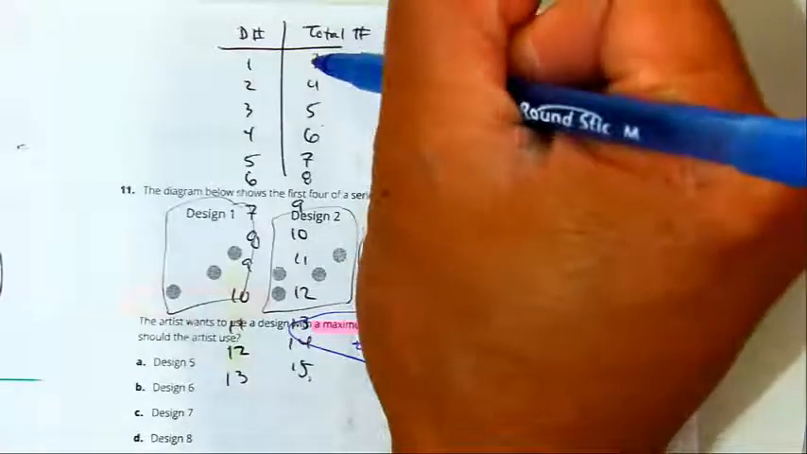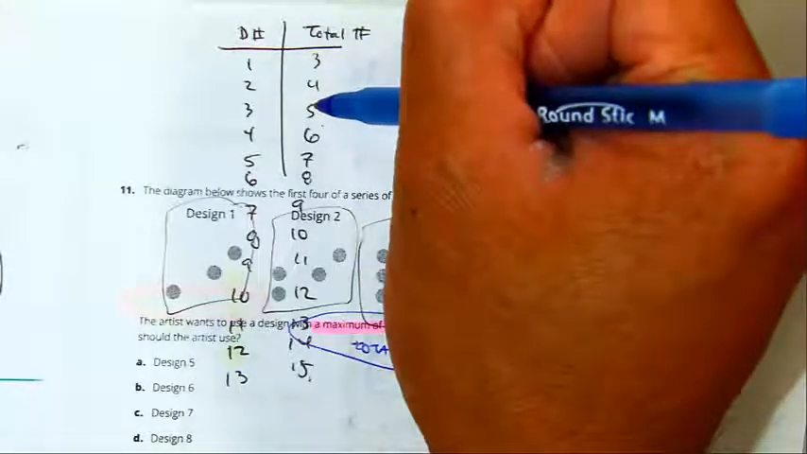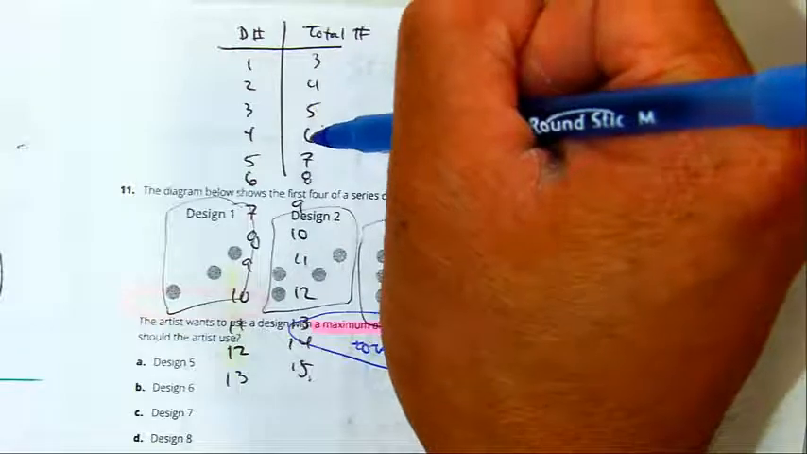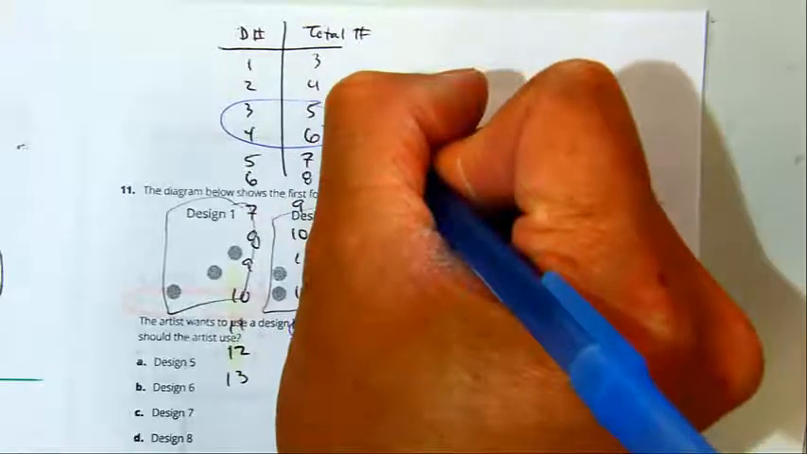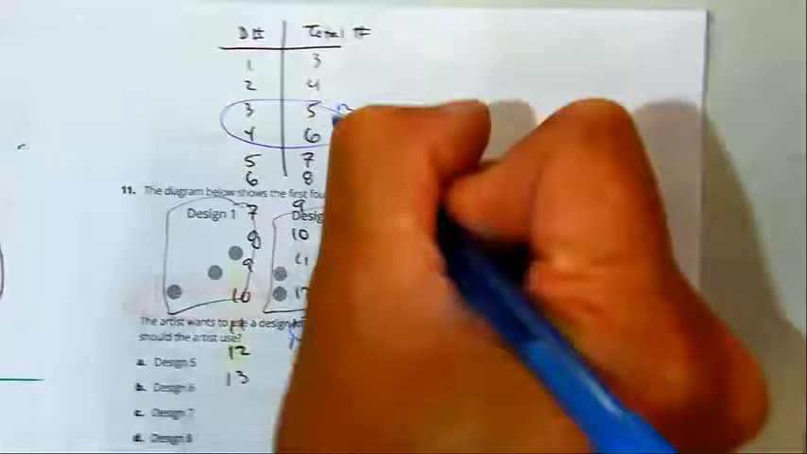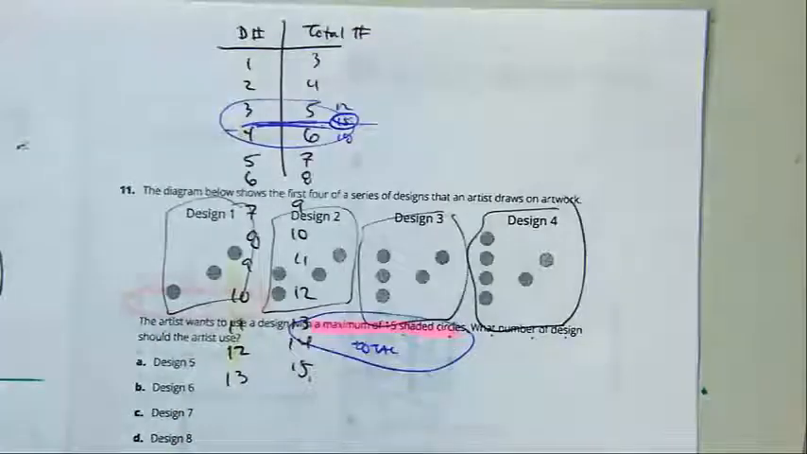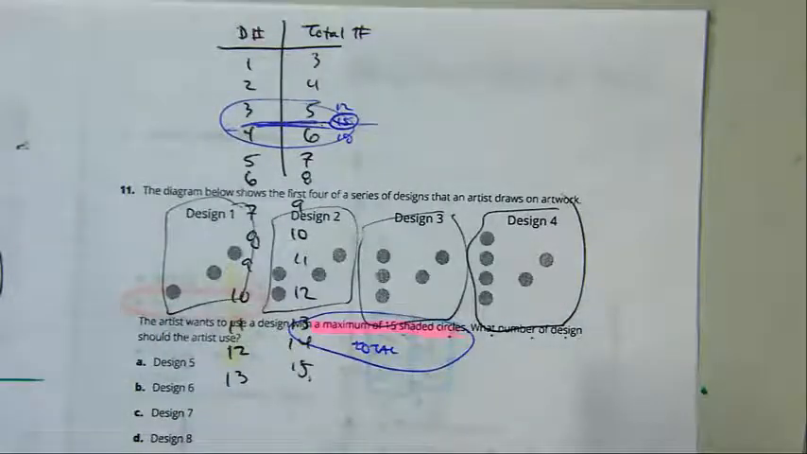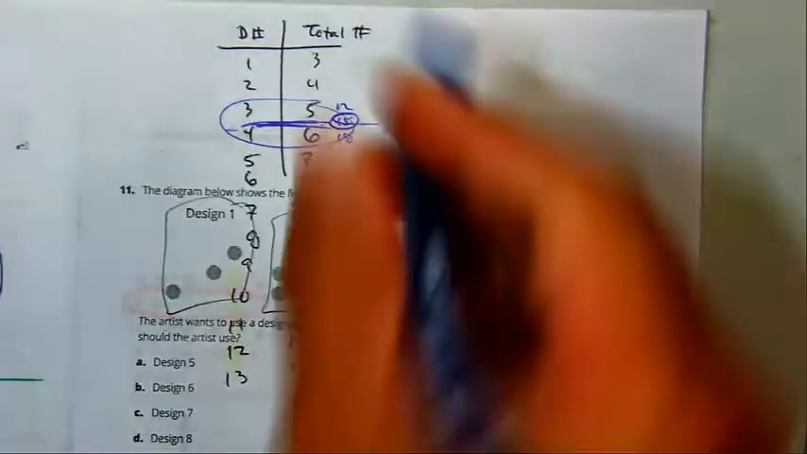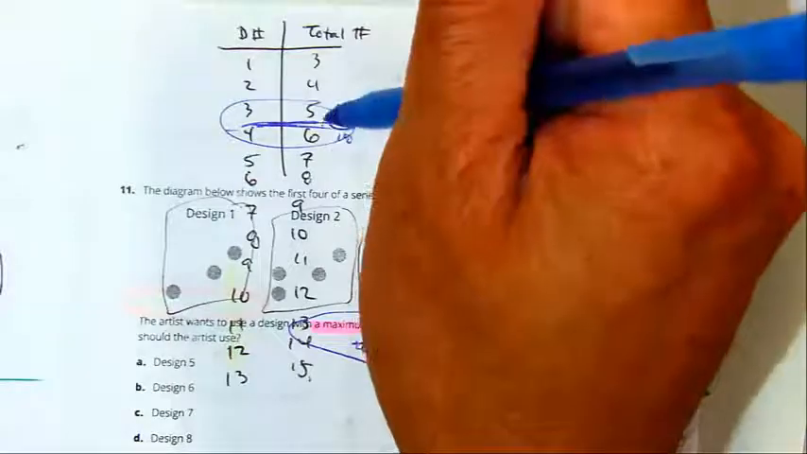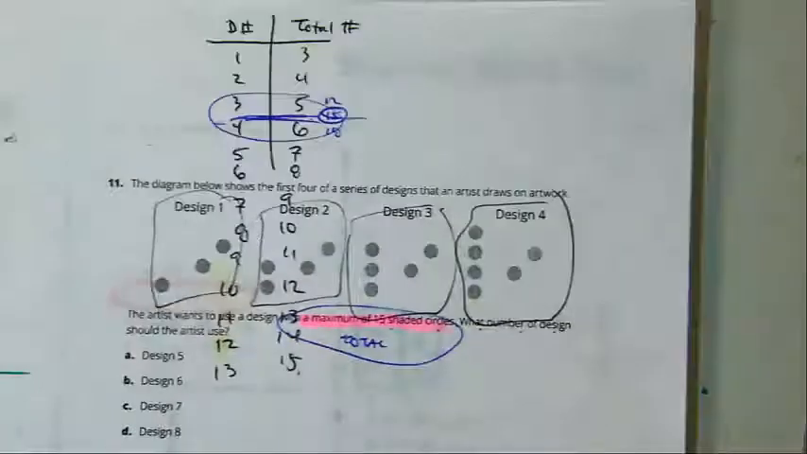Class, what's 3 plus 4? 7. Plus 5. And then 12 plus 6 is 18. So 15 is right between designs 3 and 4. So a maximum of 15, so 12, 15, that would give us between design numbers 3 and 4. Uh-oh, that's not in our answers, is it?